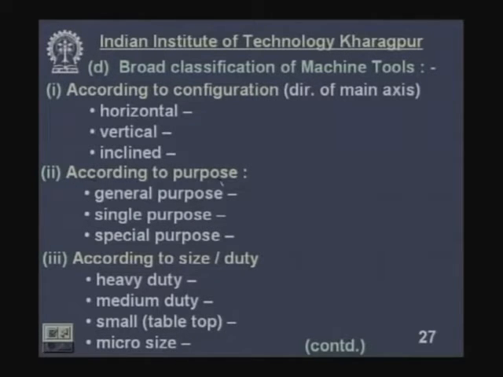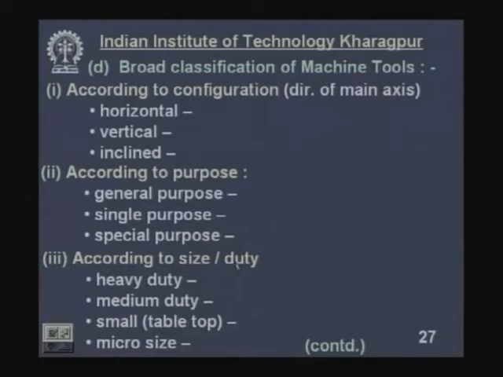Then according to purpose: general purpose, any kind of work on any type of job. Single purpose, which is more productive, that is only one operation, say only turning or only facing, will be done on different types of jobs. Special purpose, a definite number of operations will be done on only one type of job repeatedly for mass production.